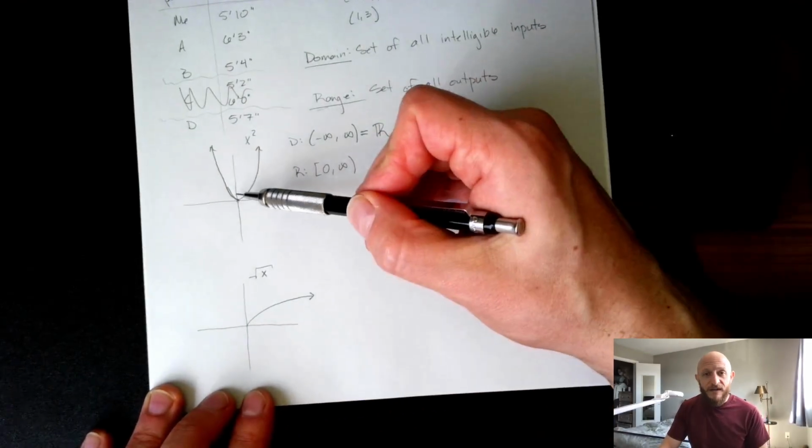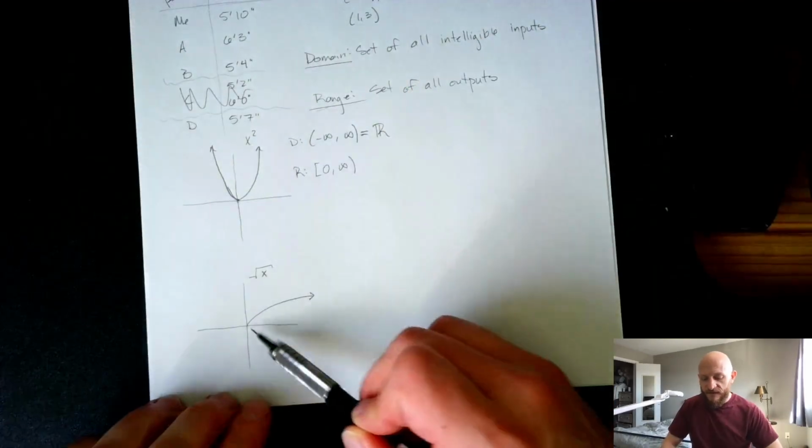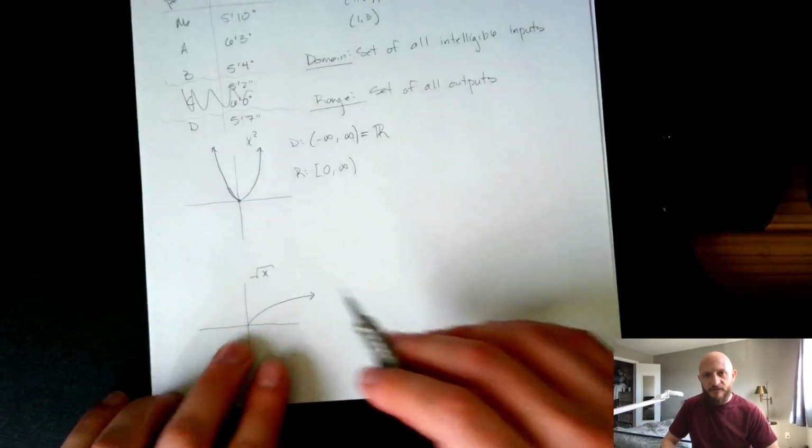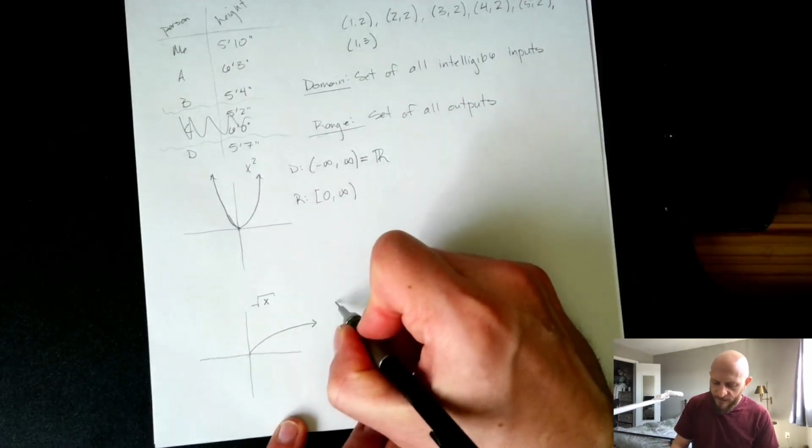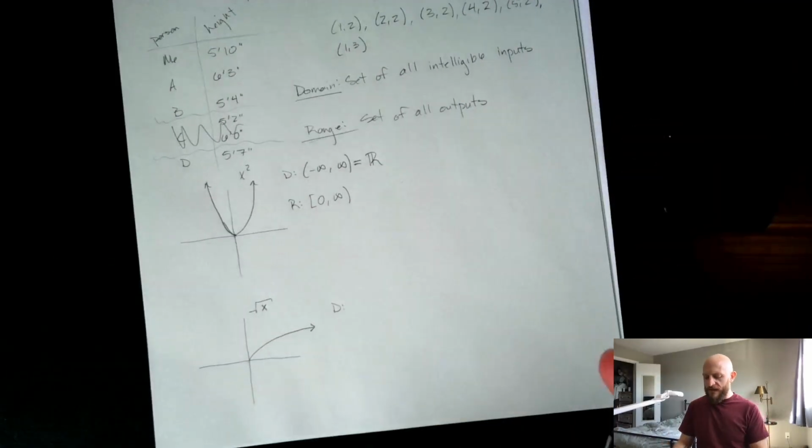It's kind of like if you imagine taking this parabola and turning it on its side, but then only taking like the top half of the parabola. This is the square root of x. All right, so let's think about the domain for the square root of x.